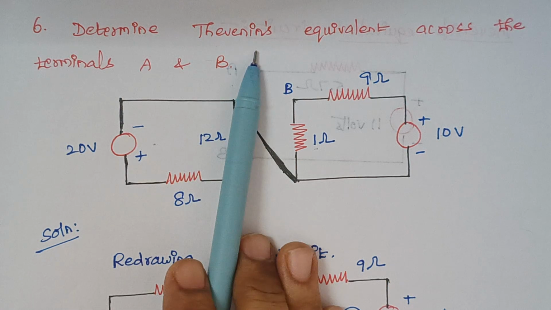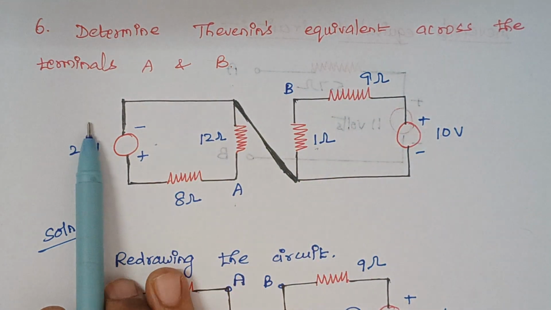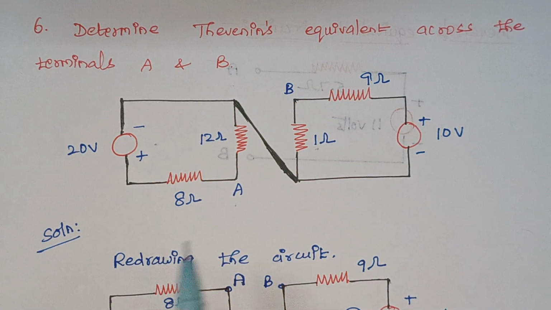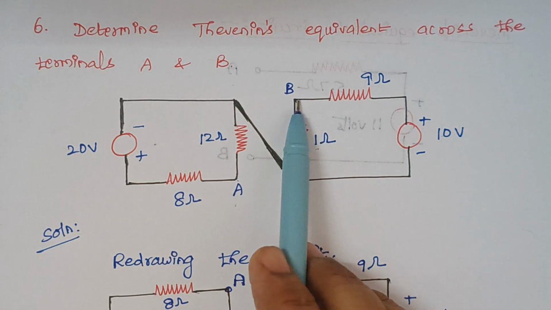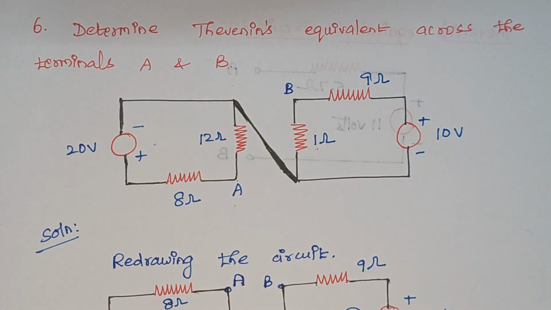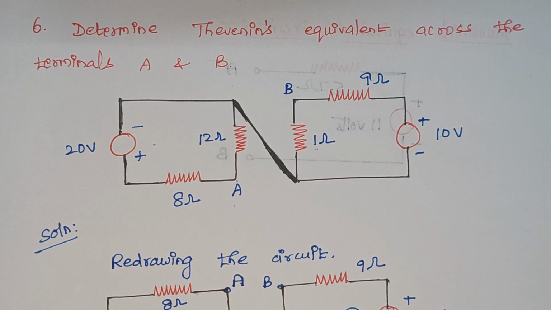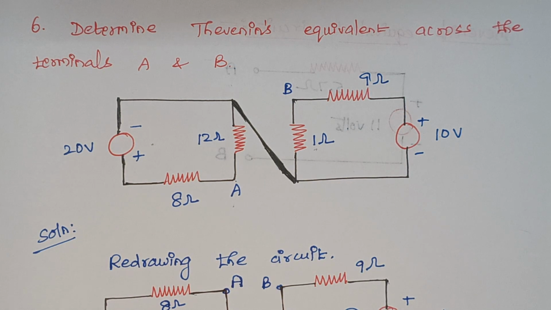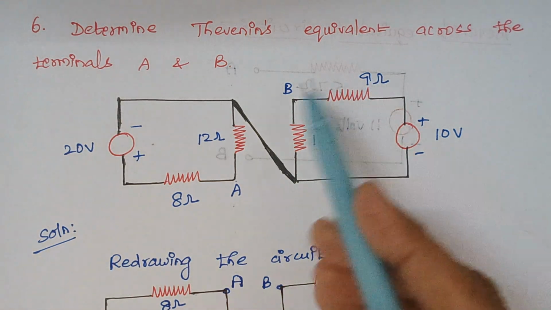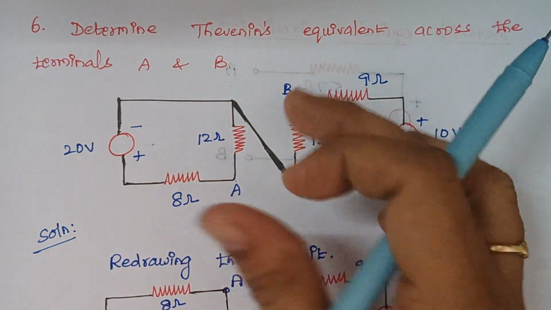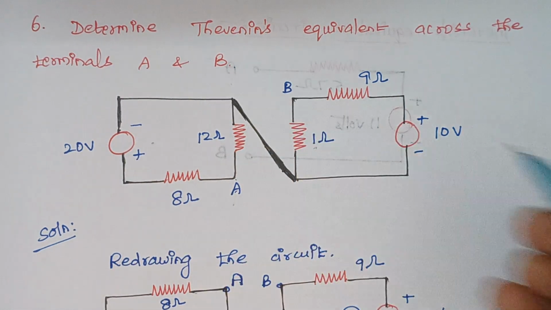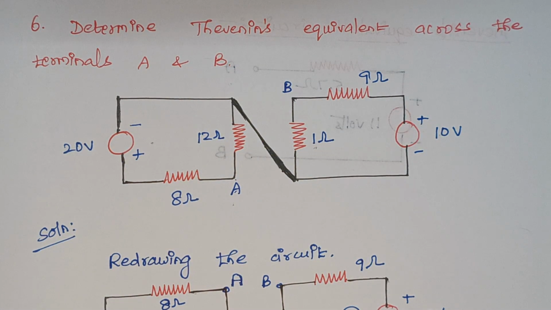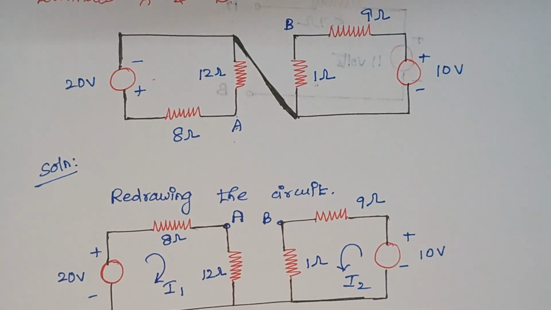Determine Thevenin's equivalent across the terminals A and B. So this is your terminal A and this is your terminal B. Here the circuit appears to be a little bit complicated, right? Because we need to calculate the equivalent across the terminals A, B, but A is at one end and B is at the other end. So don't worry. We just have to redraw the circuit. So when you redraw the circuit, what happens?